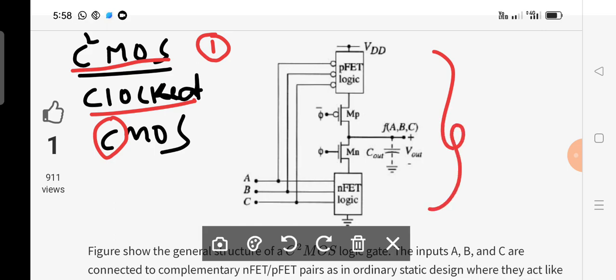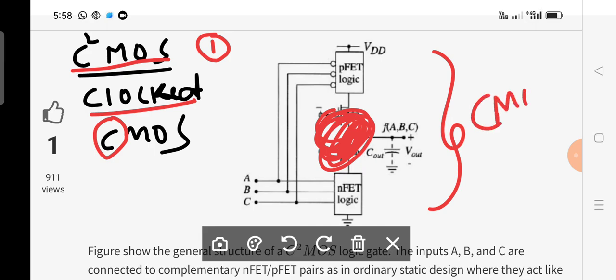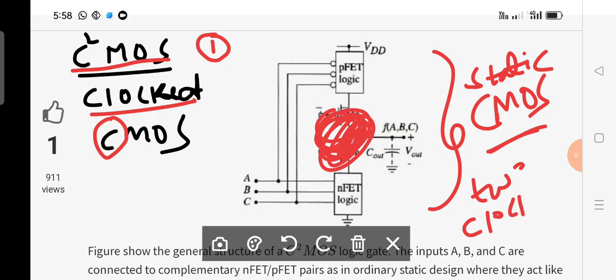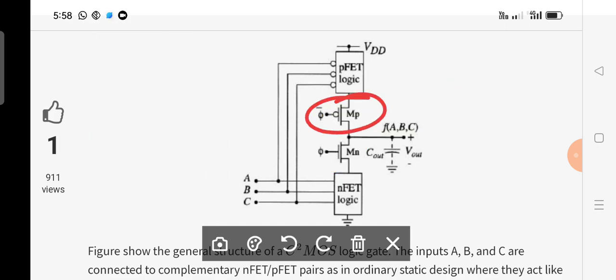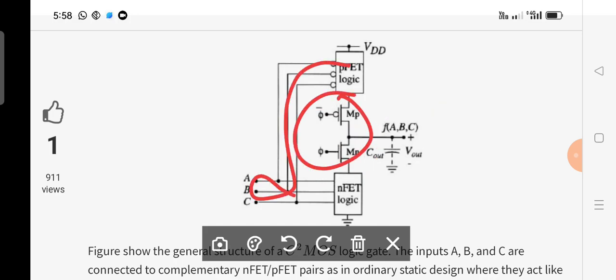If you observe, let us consider if this part is not there here, now you can observe that it is similar to what? It is similar to a static CMOS. But here a very important point you have to observe. In your static CMOS, we are adding two clocks. One is a PMOS clock and another one is an NMOS clock for synchronization. That means in a single circuit you have a static CMOS concept and a synchronization concept. Is it understood?